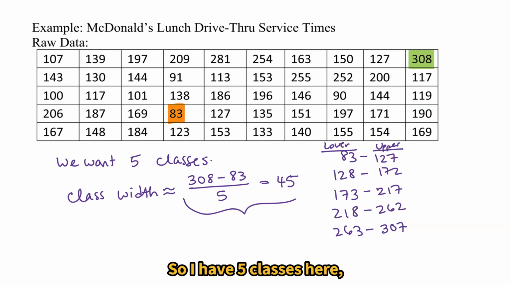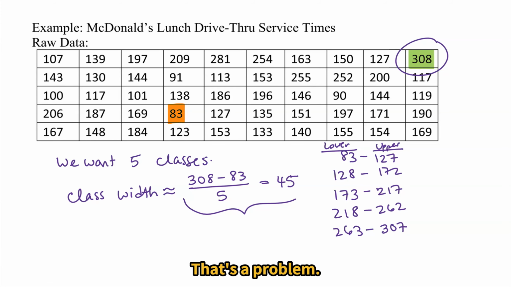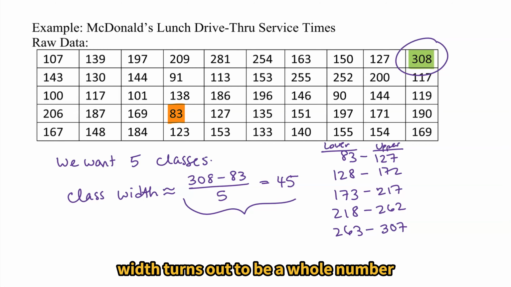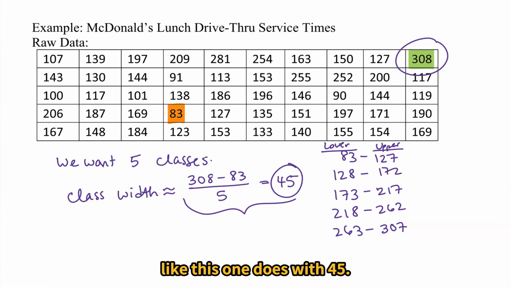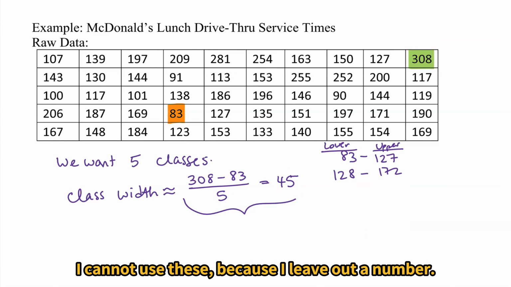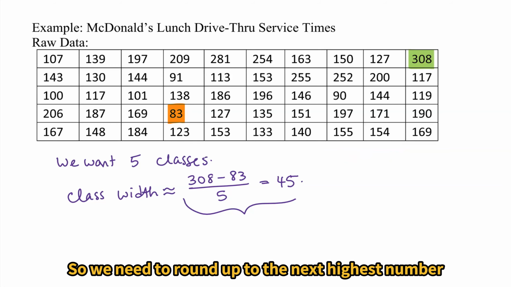So I have 5 classes here, but 308 does not belong to any of them. That's a problem. That's what happens if your calculation for the class width turns out to be a whole number like this one does with 45. So backing up, I cannot use these because I leave out a number. I'm not allowed to leave out a number. So we need to round up to the next highest number.